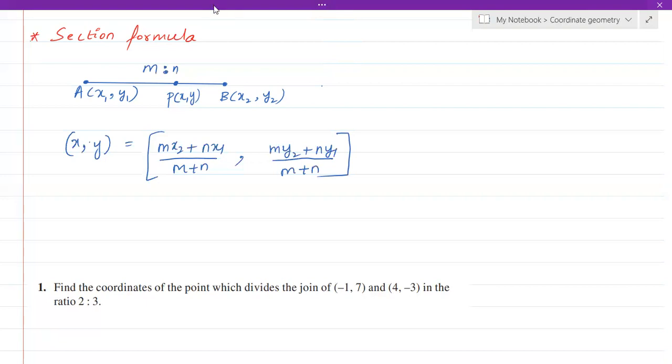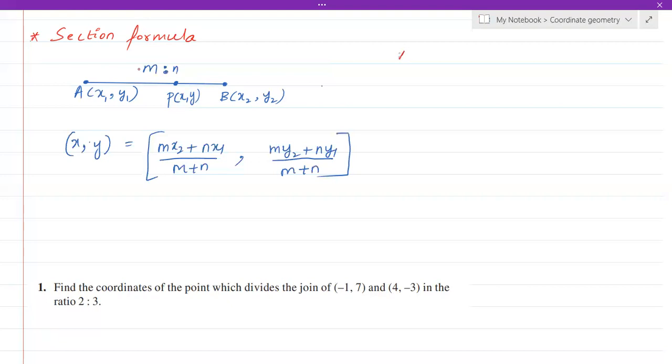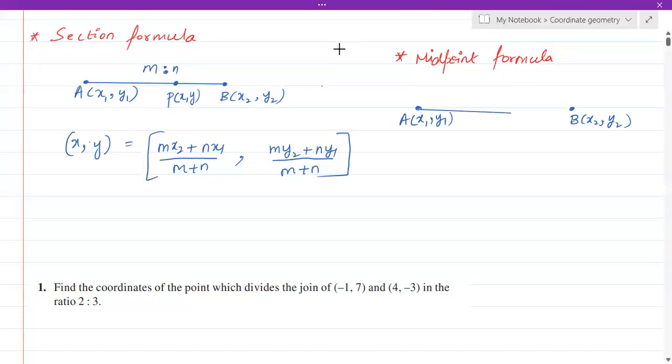Now let's take the other one, the midpoint formula. Same thing, let's take two points A and B. Let's say there is a point A whose coordinate is (x1, y1), and a point B (x2, y2). On joining these, we get a line segment AB.